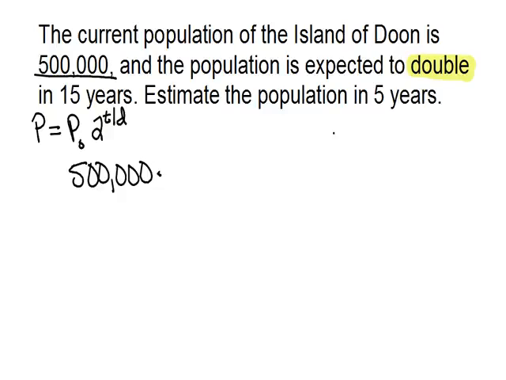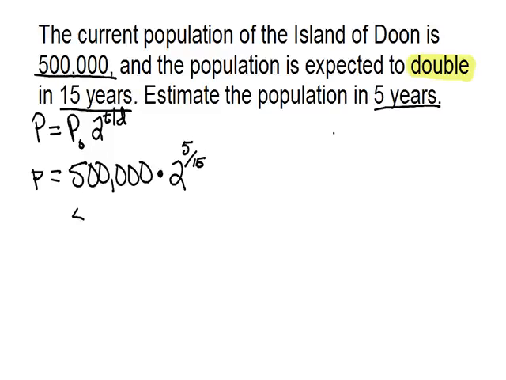Okay, that 2 always stays there, so I'm just going to put times 2. And it doubles in 15 years, so that's actually our D, our doubling time. And we want to know the population in 5 years, so that's our T. Okay, so if I just evaluate this exponential, I will figure out that population.